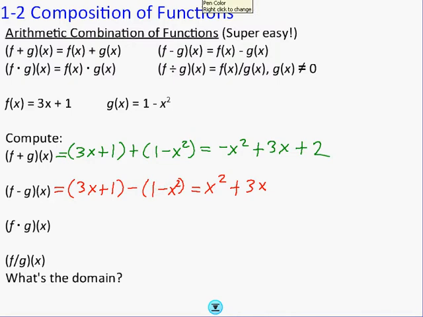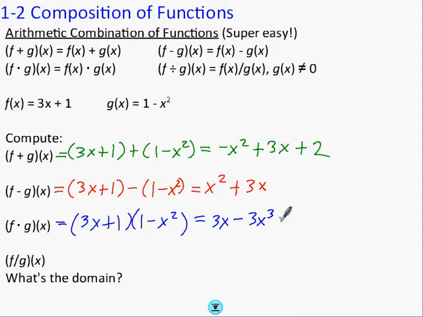That's that. For f times g of x, you'll see why it's helpful to have this in parentheses. F of x times g of x. These are two binomials. To multiply this, we'll need to use the FOIL method. First times first is 3x. The outside terms is going to be minus 3x cubed. The inside terms is going to be plus 1. And the last terms, minus x squared. If you'd like, you can rearrange these in descending order of degree, but I'm not going to bother.